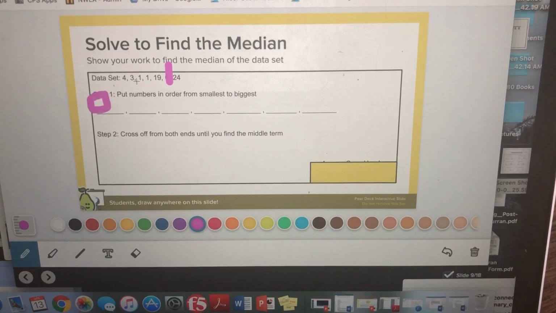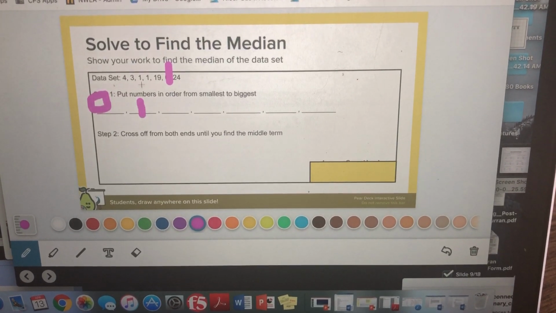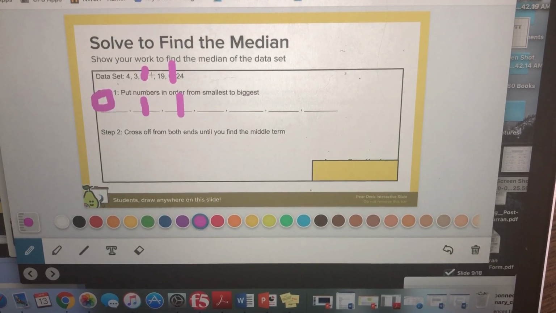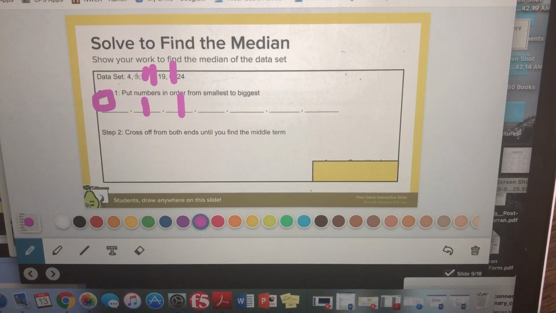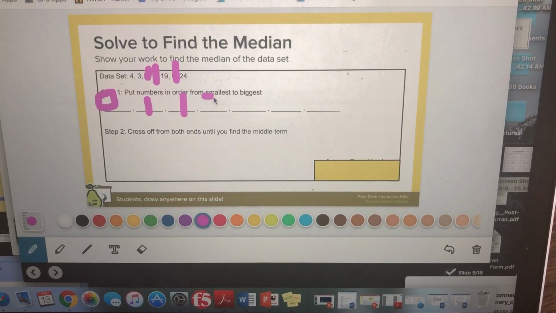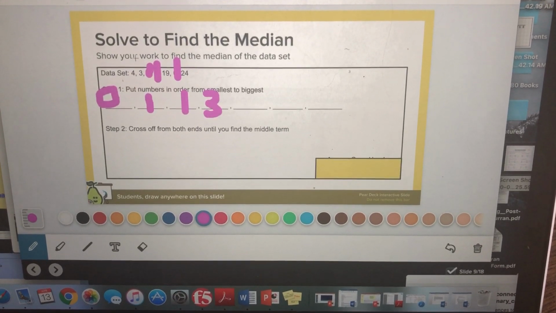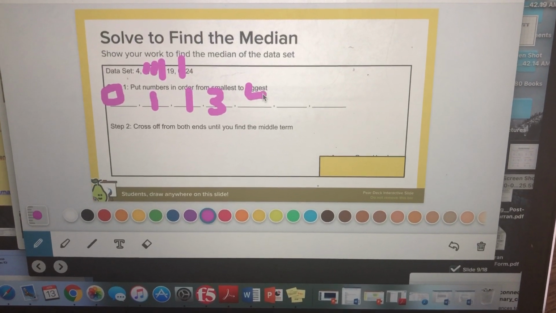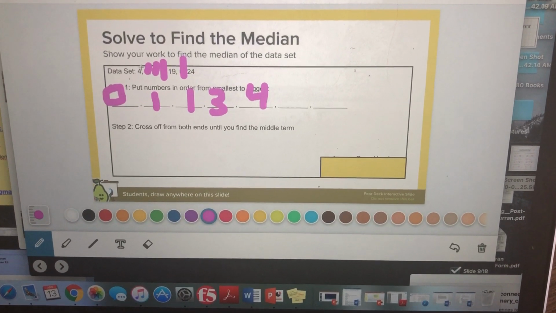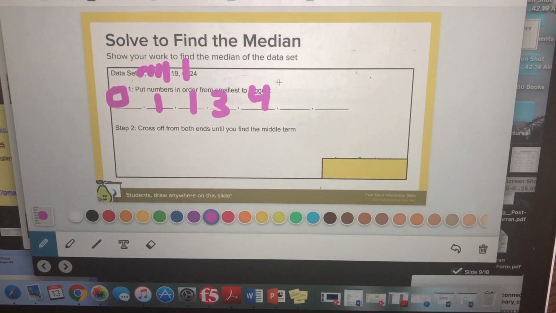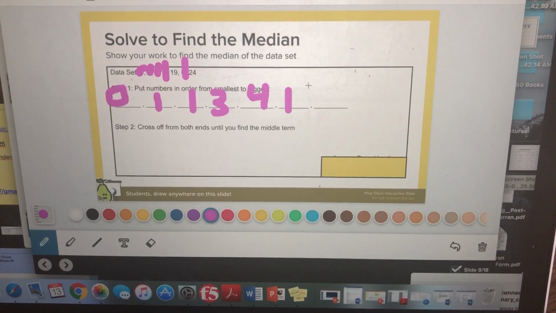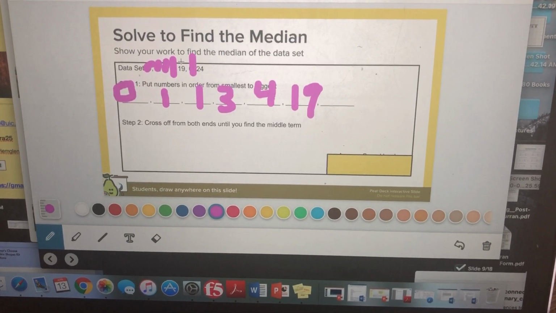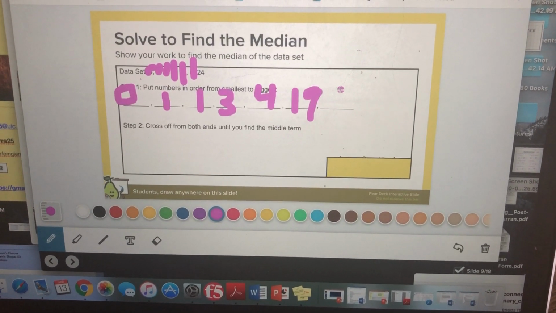Our next smallest number is 1. Our next smallest number is 1. Our next smallest number is 3. Our next smallest number is 4. Our next smallest number is 19. And our next smallest number is 24.